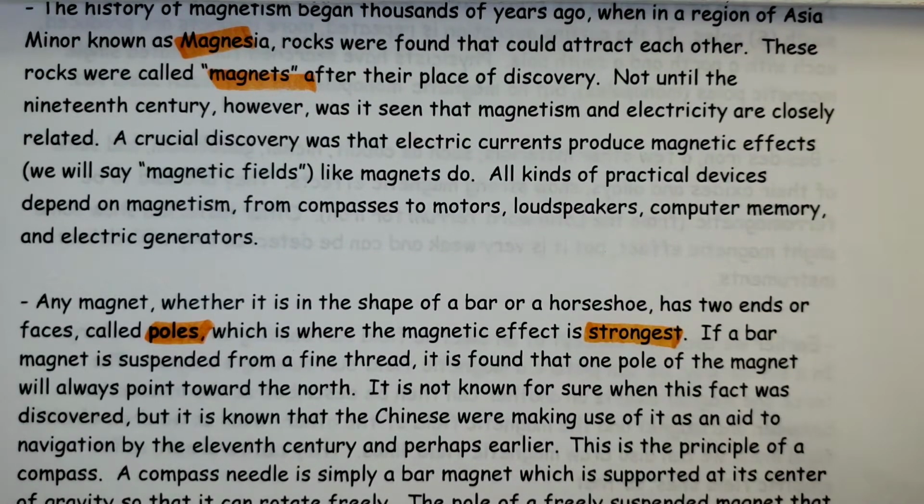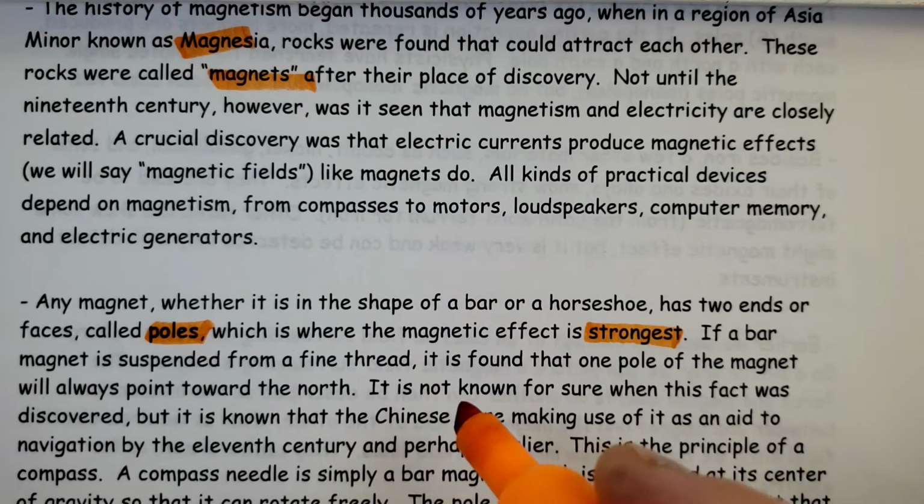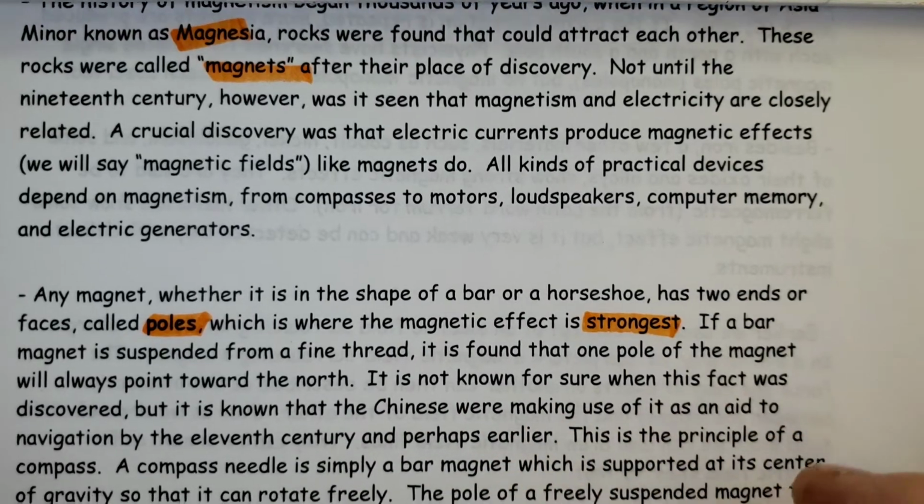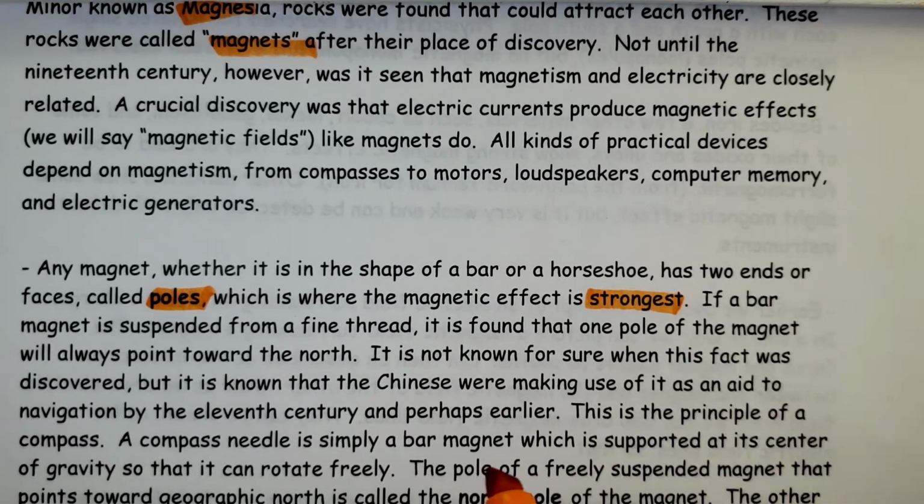If a bar magnet is suspended from a fine thread, it is found that one pole of the magnet will always point towards north. It is not known for sure when this fact was discovered, but it is known that the Chinese were making use of it as an aid in navigation by the 11th century and perhaps earlier. This is the principle of how a compass works.